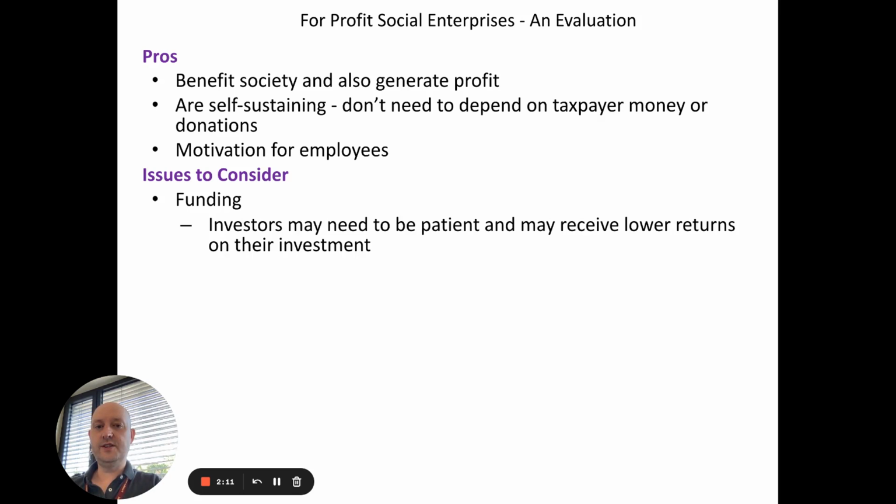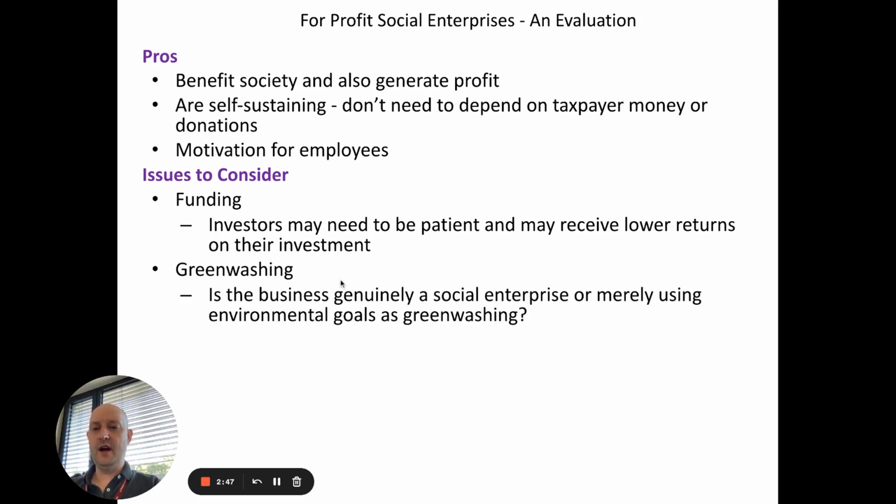Issues to consider: funding. They obviously need investors, and the investors may need to be more patient, and they may receive lower returns on their investment. The easy way to think about that is if the business is generating profit and using some of that profit to spend on things to benefit society, then it's quite probable that they're going to have lower profits. So the investors may need to be aware of the fact that they're going to get possibly lower returns, not necessarily, but possibly lower returns. But this is part of ethical investing.